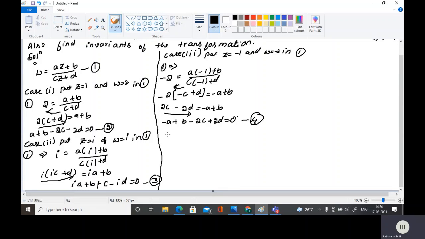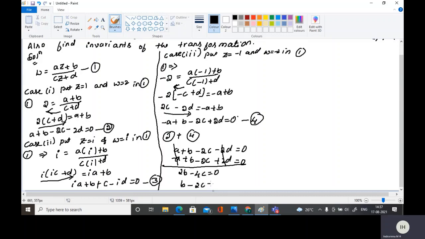Okay. Consider equation 2 plus equation 4. What will we get? a plus b minus 2c minus 2d equal to 0, and minus a plus b minus 2c plus 2d is equal to 0. So next, minus a plus a cancel, and minus 2d plus 2d cancel. 2b minus 4c is equal to 0, or b minus 2c equal to 0. That is equation number 5.